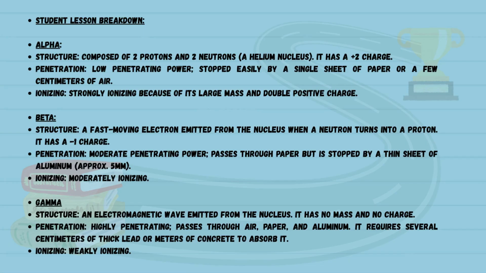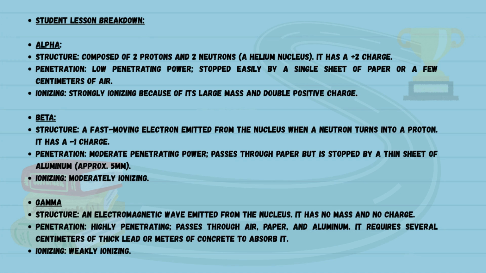Student lesson breakdown. Alpha. Structure. Composed of 2 protons and 2 neutrons, a helium nucleus. It has a +2 charge. Penetration. Low penetrating power, stopped easily by a single sheet of paper or a few centimeters of air. Ionizing. Strongly ionizing because of its large mass and double positive charge.